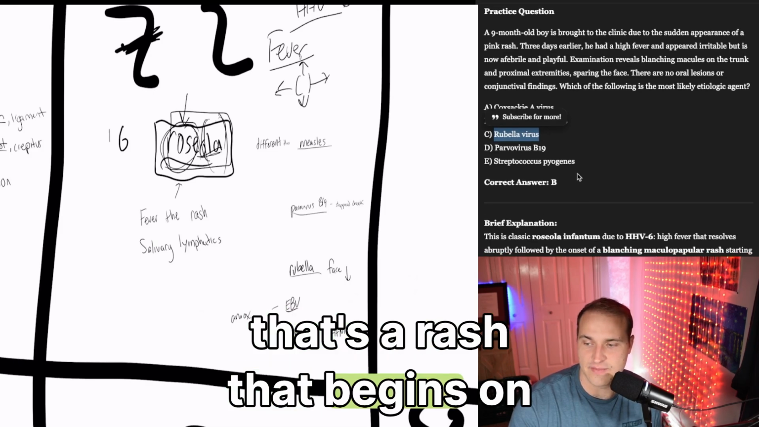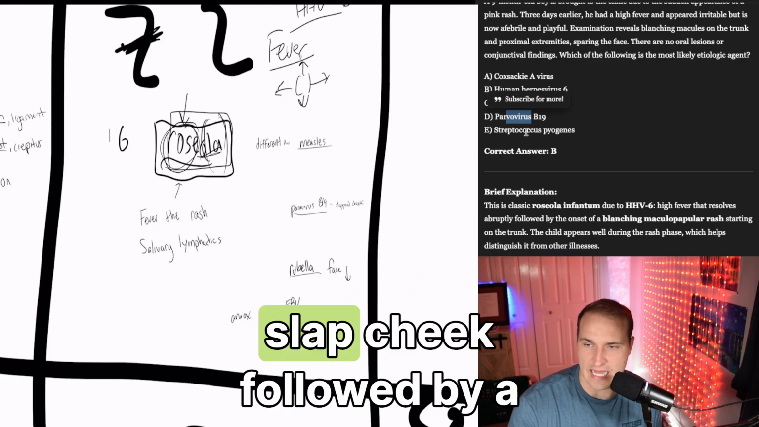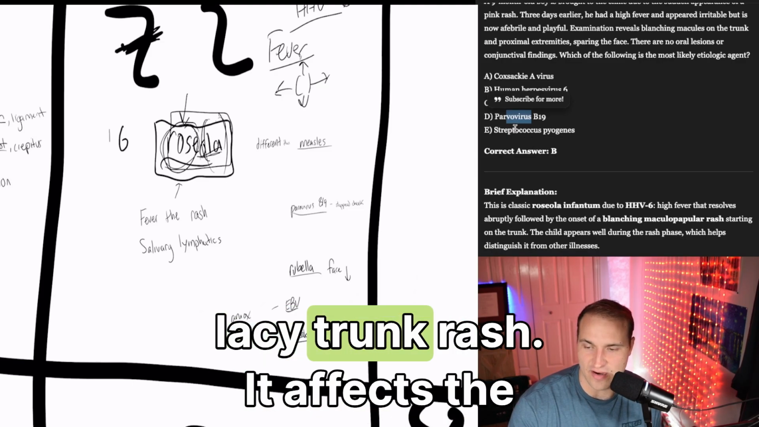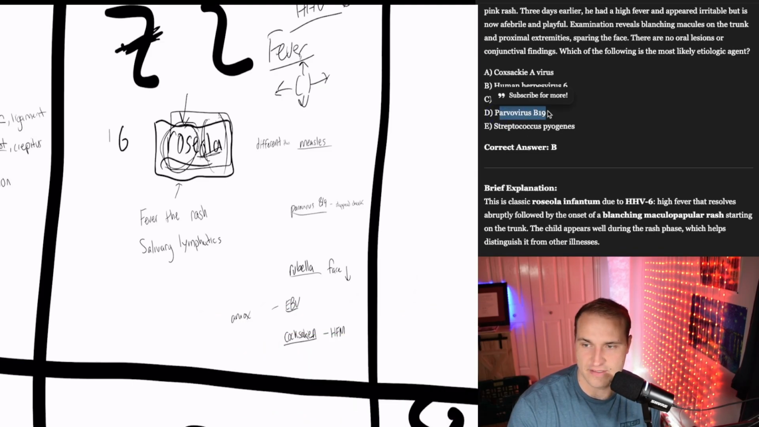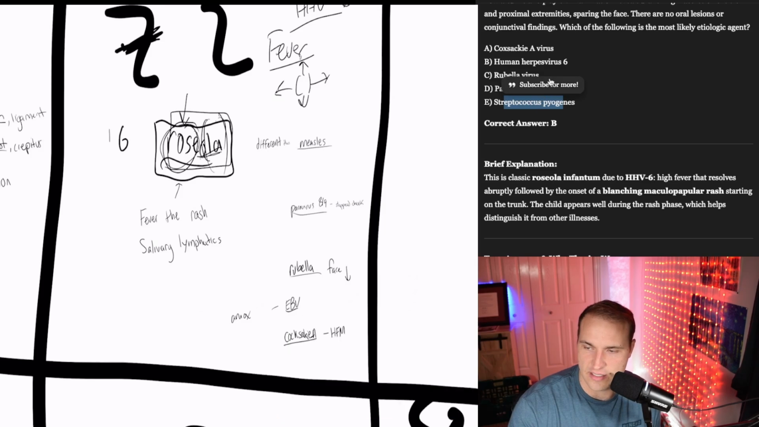Rubella, that's a rash that begins on the face and it spreads downwards. Parvovirus B19, that's the slapped cheek, followed by a lacy trunk rash. It affects the older children, not the infants, so older typically. And Streptococcus pyogenes, that's like scarlet fever, sandpaper rash with a strawberry tongue and pharyngitis. So there the rash occurs with the fever.